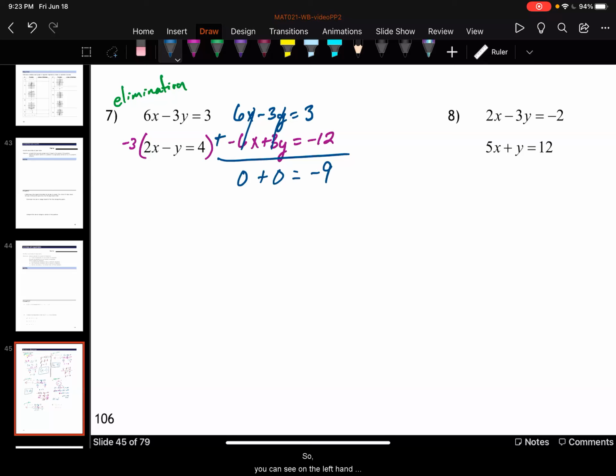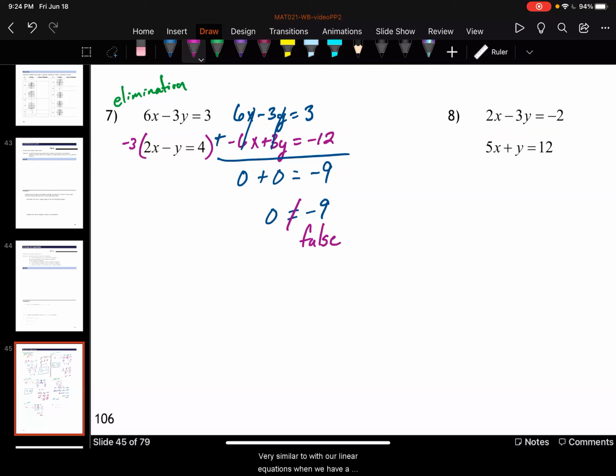So you can see on the left-hand side, I didn't leave that empty, or have 0 on that side. So we would have 0 equals negative 9. Not any variables, just the number 0. Now, 0 actually does not equal negative 9. This is a false statement.